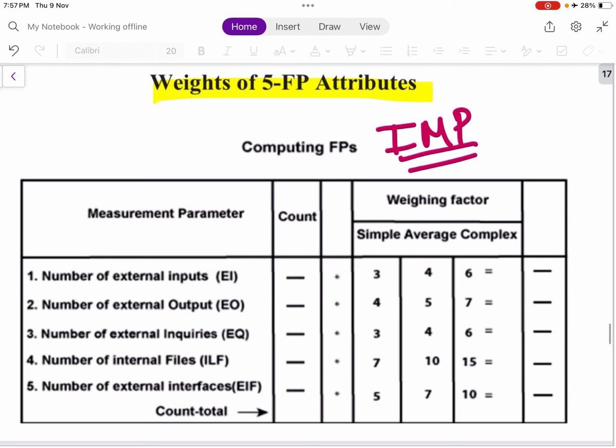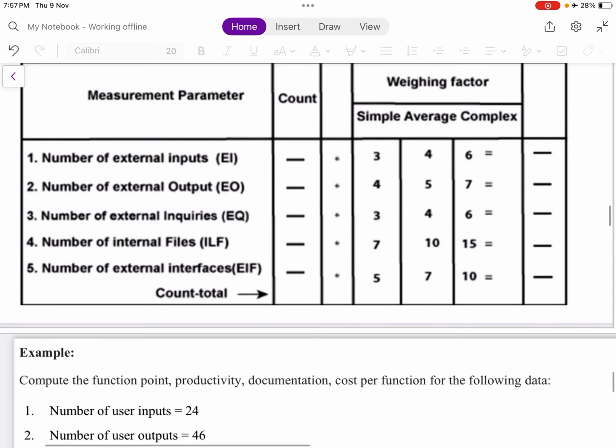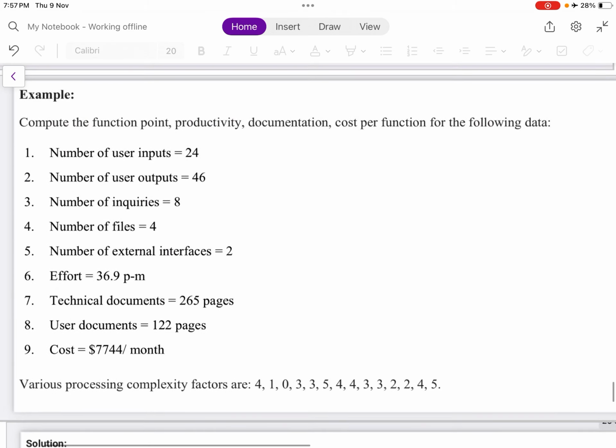Number of internal files: simple 7, average 10, complex 15. Number of external interfaces: simple 5, average 7, complex 10. So the question is, compute the function point, productivity, documentation, cost per function for the following data.